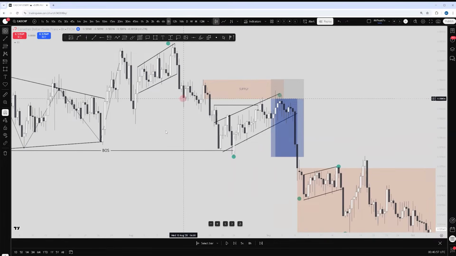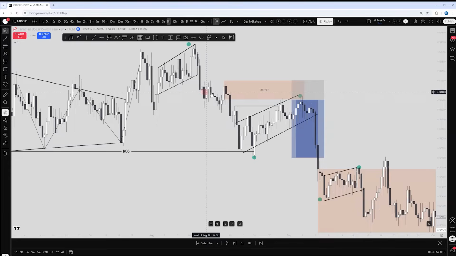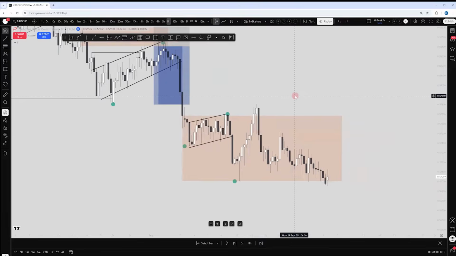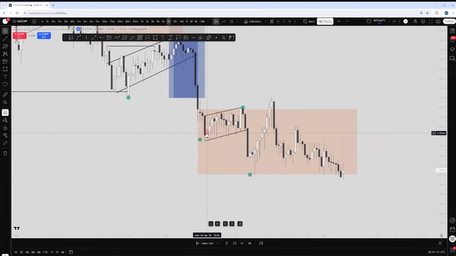Consolidation, expansion. This right here is consolidation, expansion. All these that happened right here is consolidation for this expansion. All right. So as much as we had this consolidation, expansion, this bigger picture is also consolidating, and we are bearish.